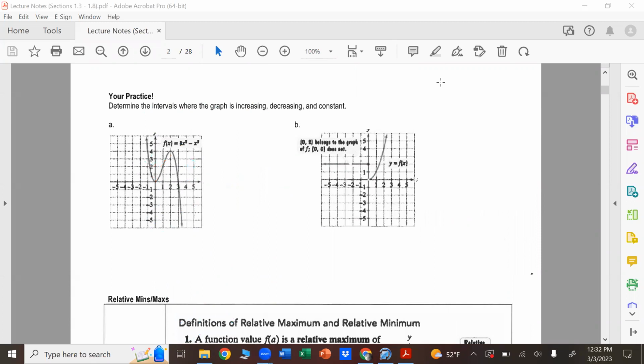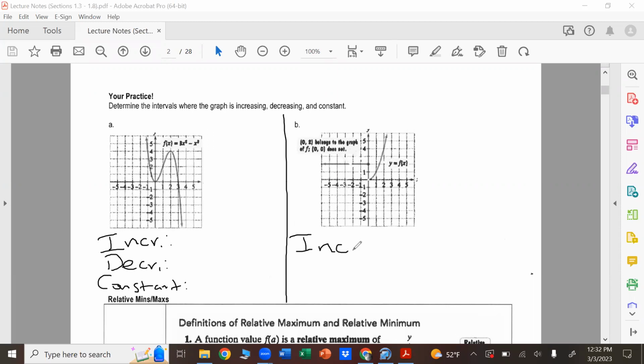I'm going to label this first. We'll have increase, decrease, constant. Likewise here, increase, decrease, constant. And this is the beauty about Zoom. I'm going to highlight. Hold on, Gigi. Just give me a sec.